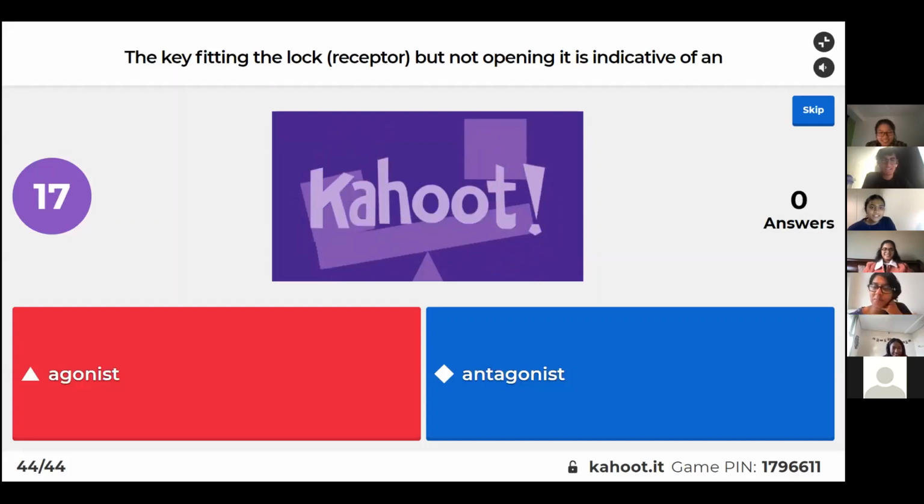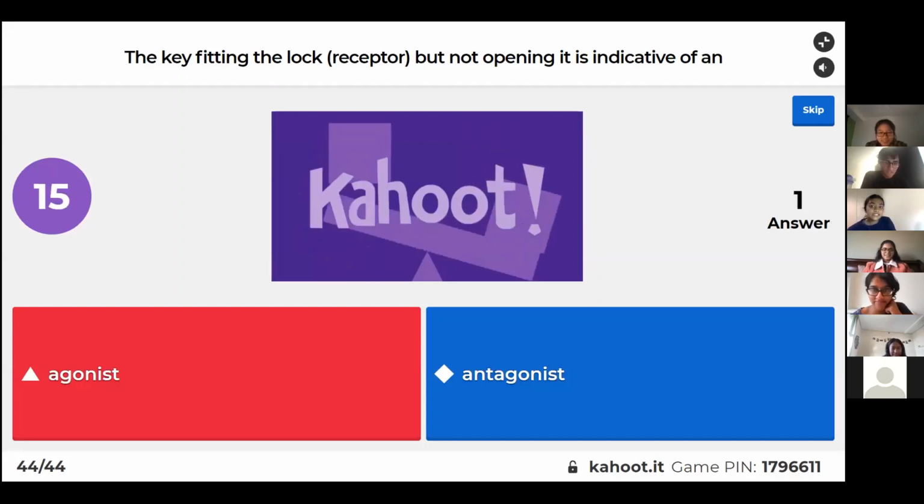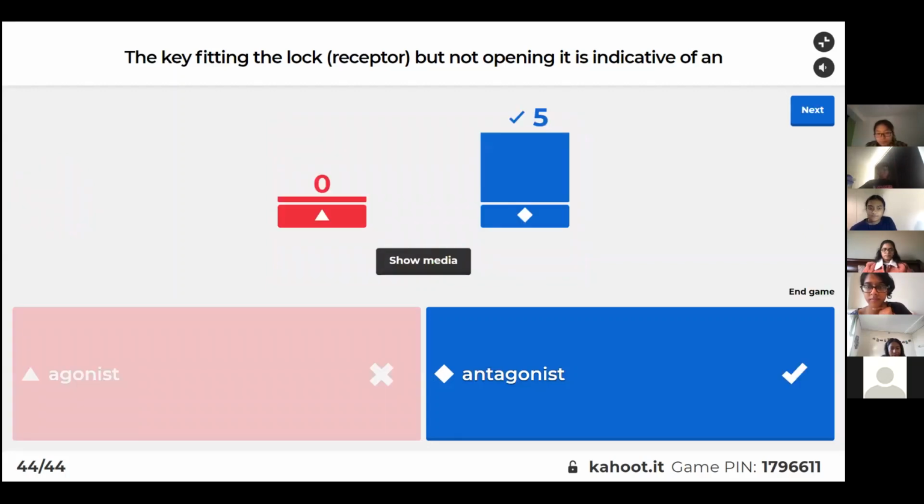The key fitting the lock but not opening it is indicative of an agonist or antagonist. Perfect. Antagonist, because if it were opening it, it would be an agonist.